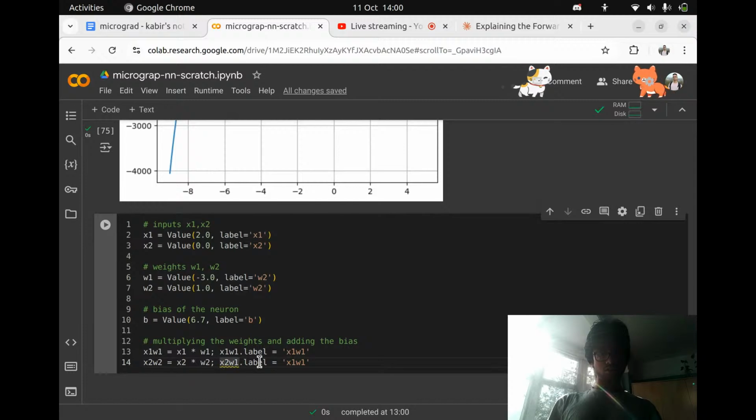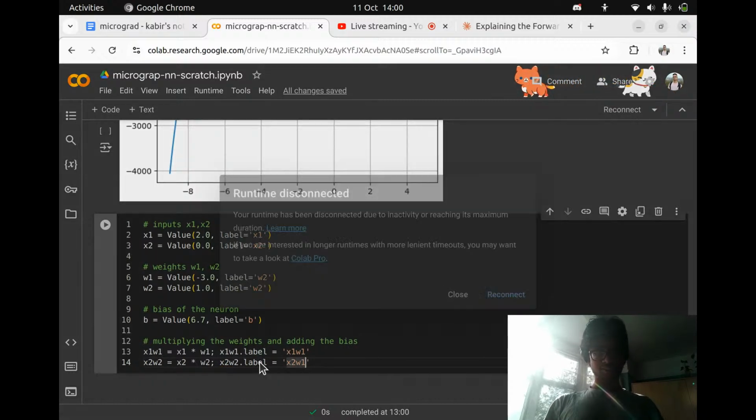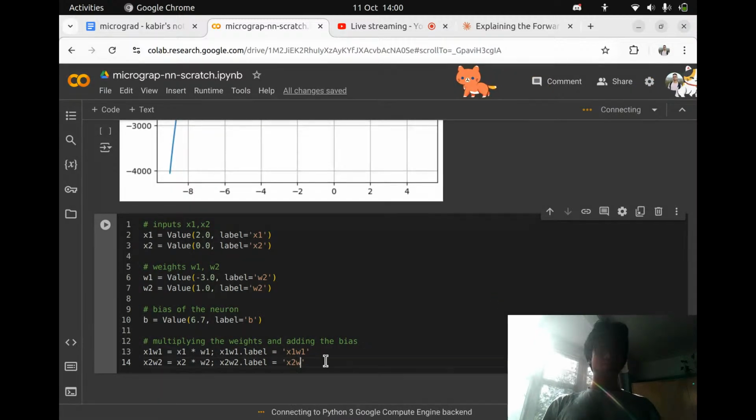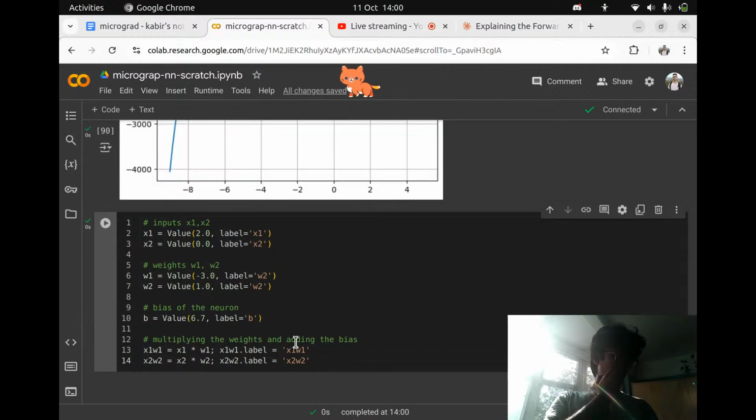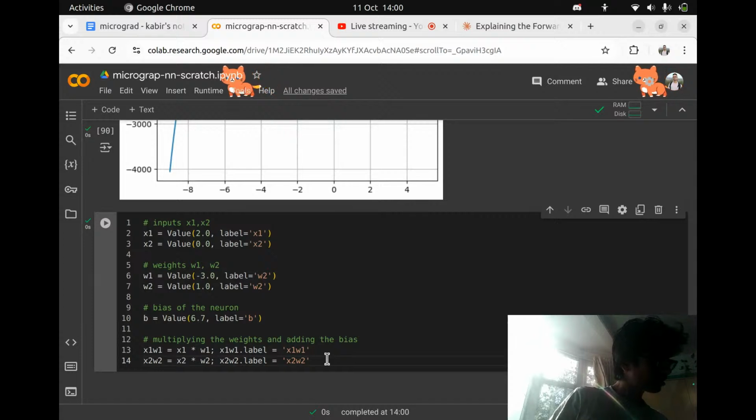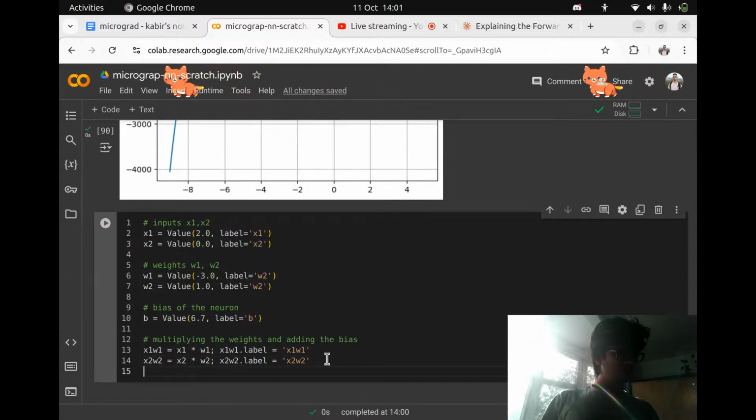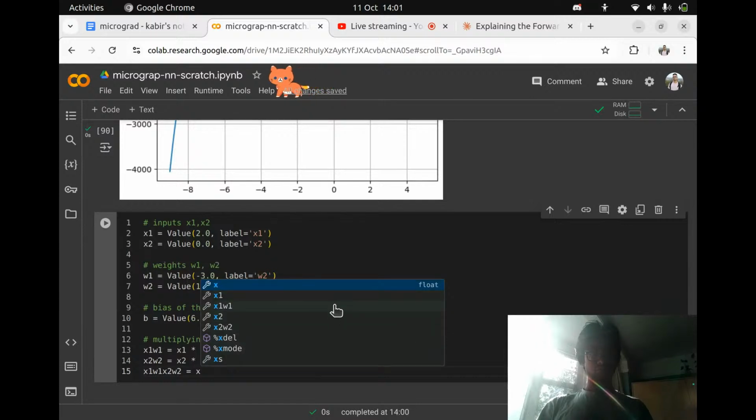Oh my god. It even has a watermark. Jesus Christ, oh my god. Oh, I hate that. Okay. X1, W1, X2, W2 equals X. God damn it.